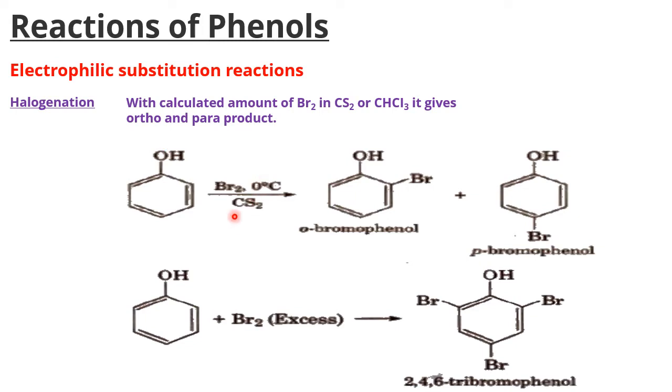When phenol is subjected to halogenation in the presence of a less polar solvent like carbon disulfide or carbon tetrachloride, at that time we get ortho and para products. In that, para is the major. Why only ortho and para? Once again I am repeating, already we learnt, whenever we draw the resonating structures for phenol, we get negative charge on ortho and para. Therefore, the electrophile will prefer to attack on ortho and para only. Therefore, we get ortho para products.